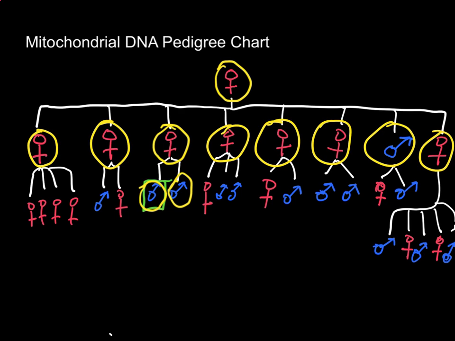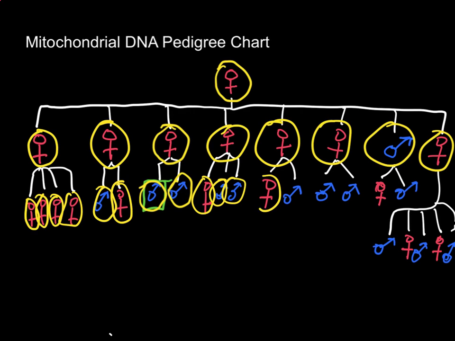Now, let's look at my Aunt Glinda here as the example. She's going to pass off the mitochondrial DNA to all of her children as well. For my next aunt, she's also going to pass off the mitochondrial DNA to all of her children, regardless of whether they are male or female. So each of my aunts will pass off mitochondrial DNA to their children.